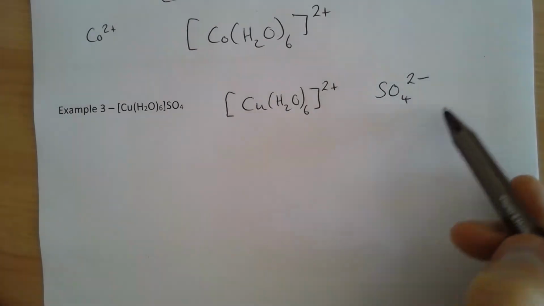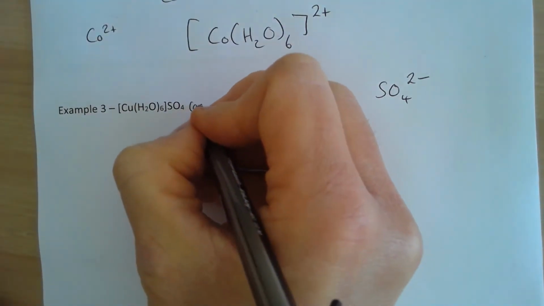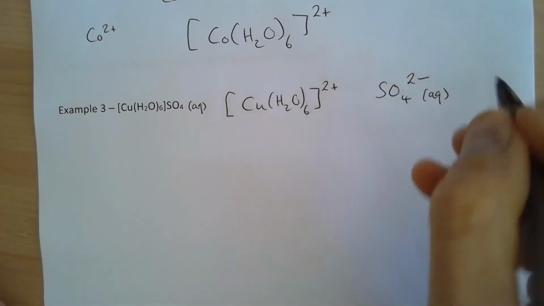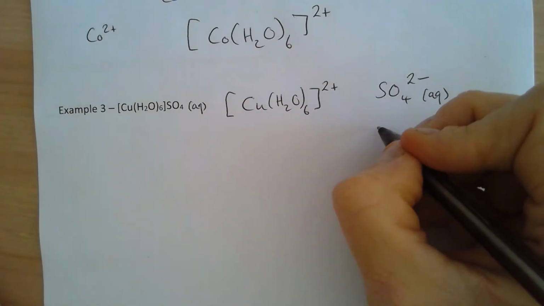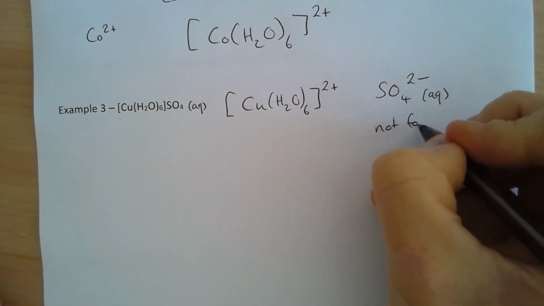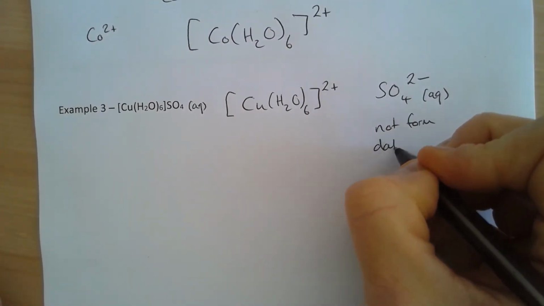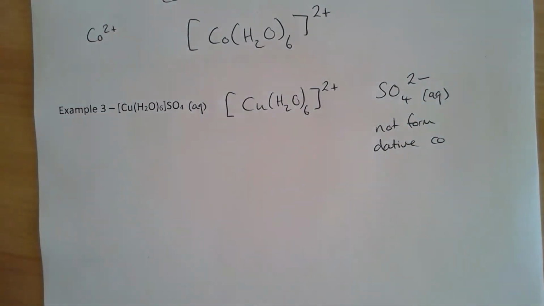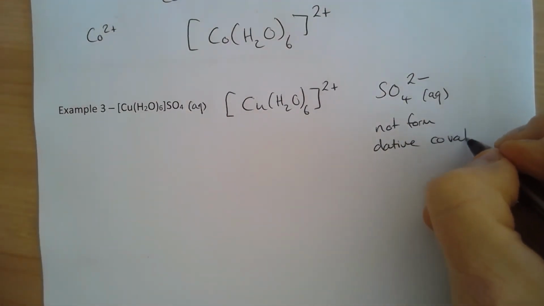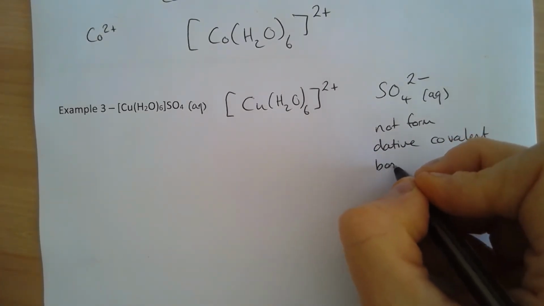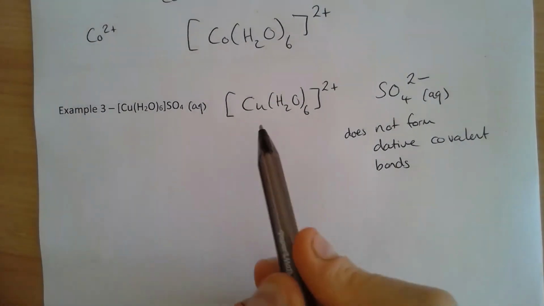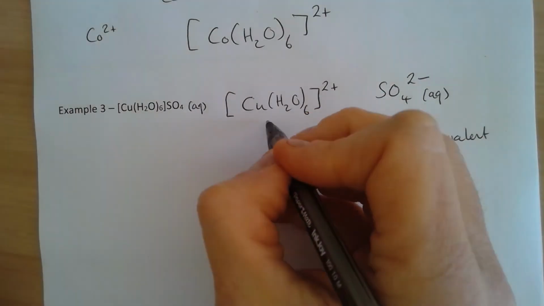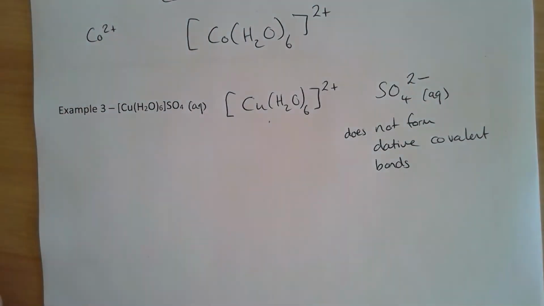So the sulfate ion, again, I should have written this as aqueous actually, is going to be a spectator ion. It's not involved in the complex, and it does not form dative covalent bonds or coordinate bonds. Remember that those words are interchangeable for us. So the formula of the complex present is simply this one here, and again if we were to draw the structure it would be an octahedral geometry.